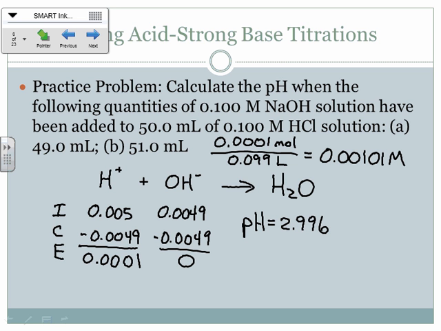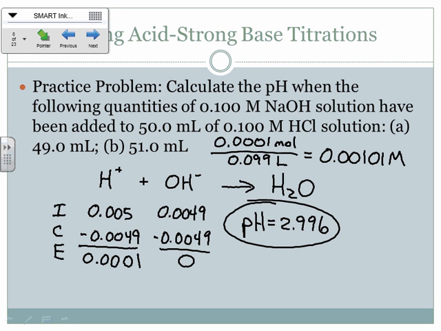Okay, so the pH has gone up a little bit, but still, even that close to the equivalence point, the pH is still pretty low, right? So we're getting really close to where it all of a sudden just jumps, okay? But we're not quite there yet. Does that make sense? So that's our A, okay? Now B is at 51 milliliters, okay?